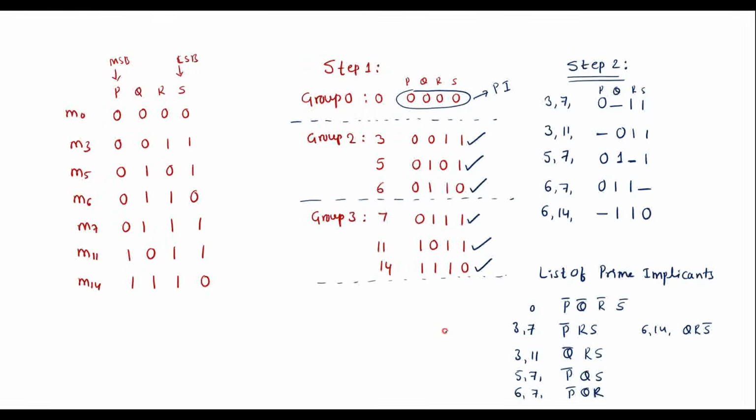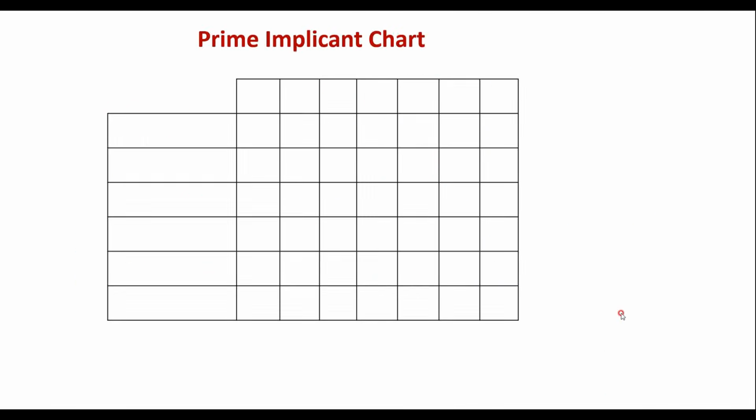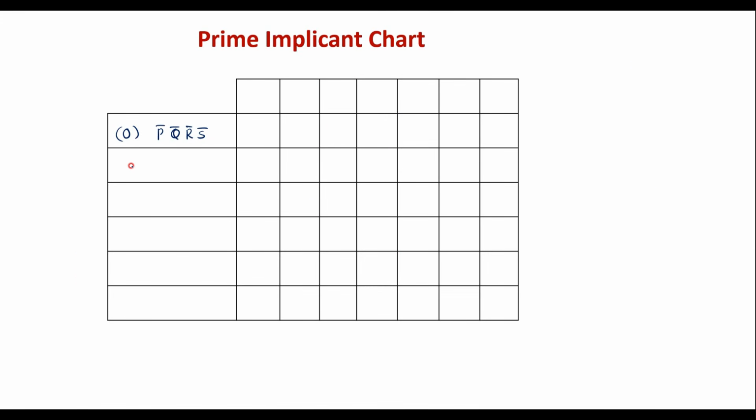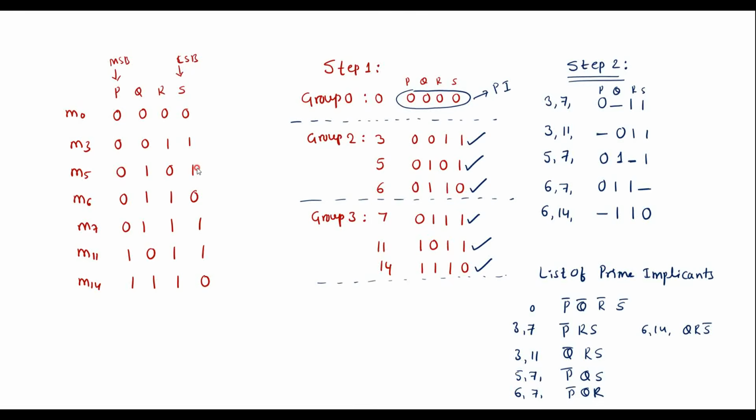Now the next step in the Quine McClusky method is to write the implicant chart. The implicant chart consists of all the prime implicants and all the minterms given in the problem. The first prime implicant is 0, that is P bar, Q bar, R bar and S bar. Next we have 3 7, P bar R S. Next Q bar R S, that is 3 11.